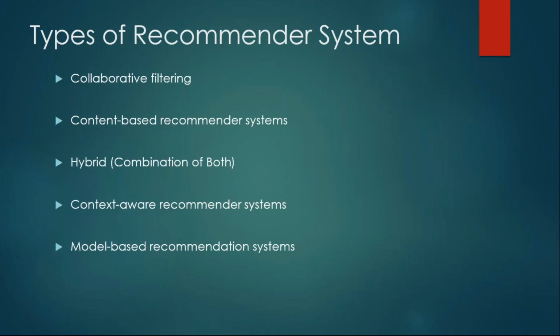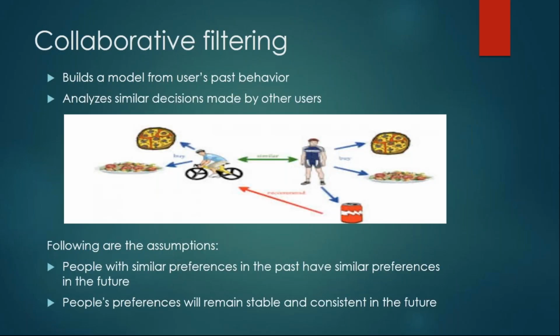Then what are the different types of recommender system? We have collaborative filtering, content-based, hybrid, context-aware recommender system, and the model-based recommender system. We will see all of these one by one. So collaborative filtering builds the model from user past behavior and analyzes similar decisions made by other users.